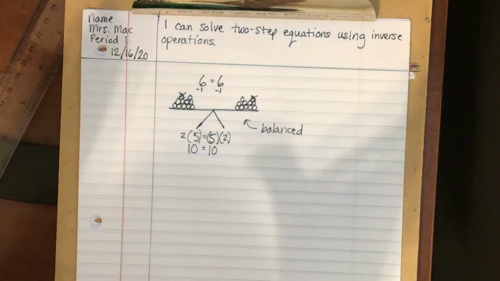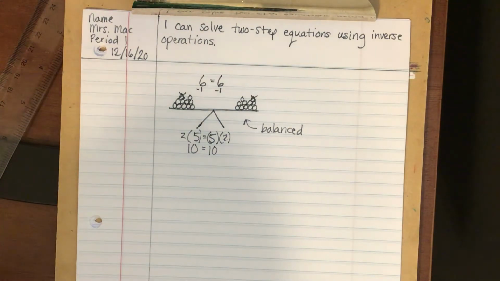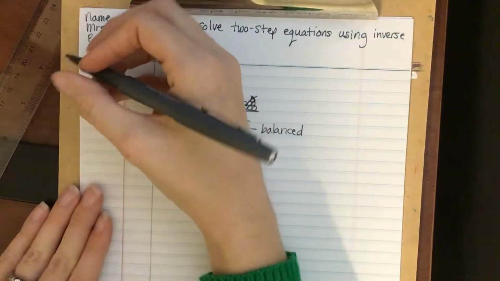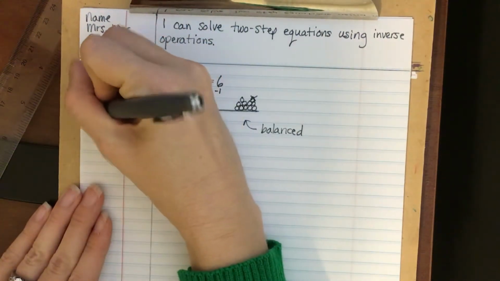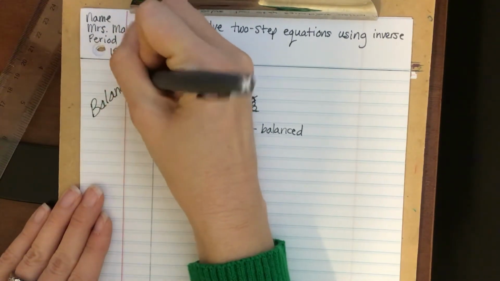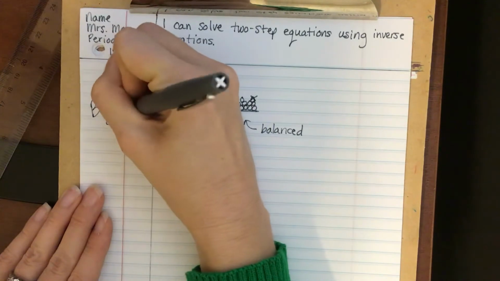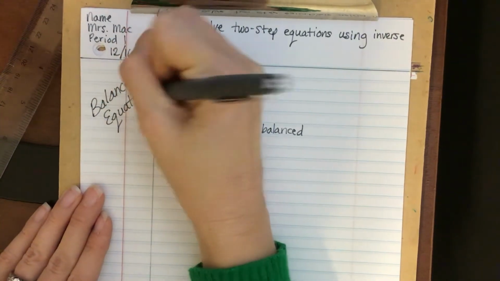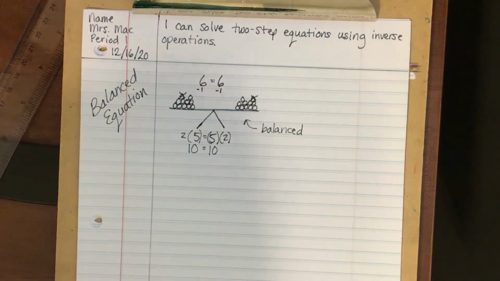Well, this is kind of what's happening with your equations, okay? We need to keep your equation balanced, meaning that if we do an operation to one side, we also have to do it to the other. Okay, so let's call this section the balanced equation. So that's the why behind what I'm going to be doing with your equations, okay?